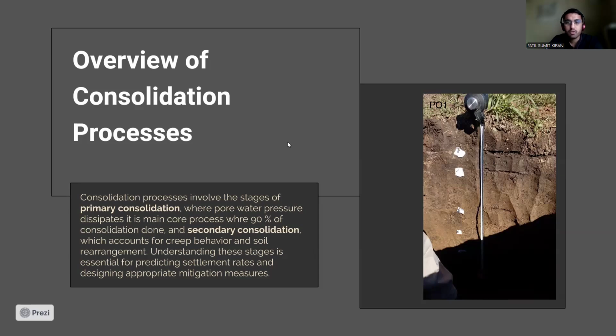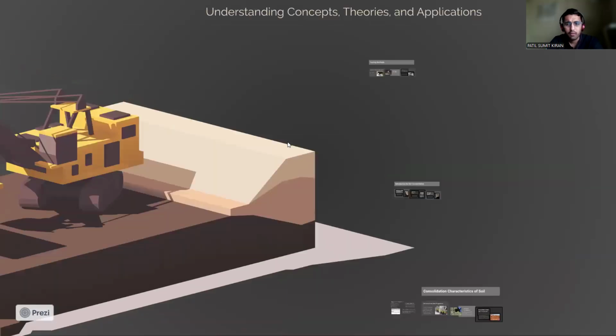The next is the primary consolidation, and whenever we use the word consolidation, it is actually the primary consolidation. After the preliminary consolidation, or removal of air voids, primary consolidation happens, where the water from the soil starts to drain out. It is the main core consolidation process, where 90% of the consolidation happens. And next is the secondary consolidation. It is a lifelong process, where whatever water remains in the pores consolidates over time. So it is the next stage and a lifelong process.